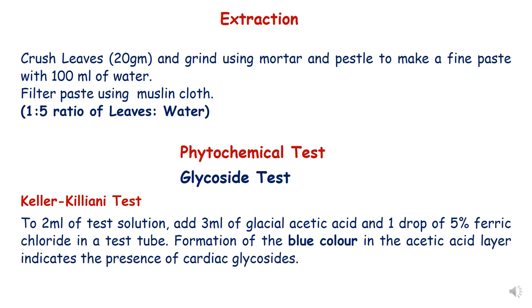Now for the phytochemical test of glycoside, the test is known as the Keller-Kiliani test, and for this we take 2 ml of the test solution, which is the slurry extracted by crushing leaves in water. To this filtrate you add 3 ml of glacial acetic acid and then, dropwise, 5% ferric chloride in a test tube. If blue color appears in the acidic layer, it indicates the presence of cardiac glycosides.